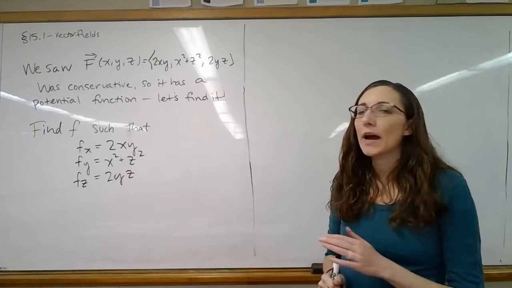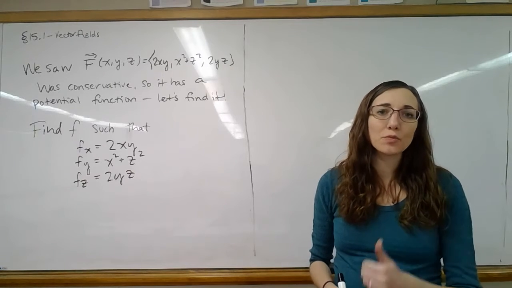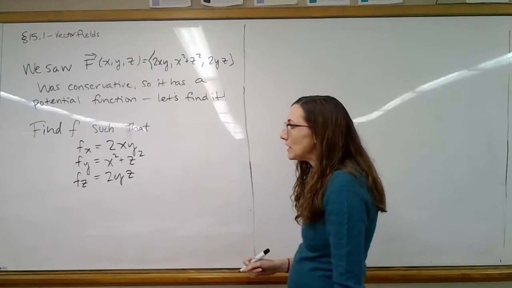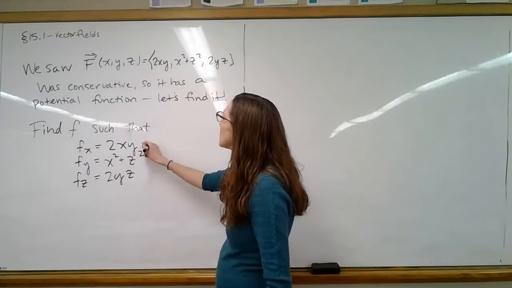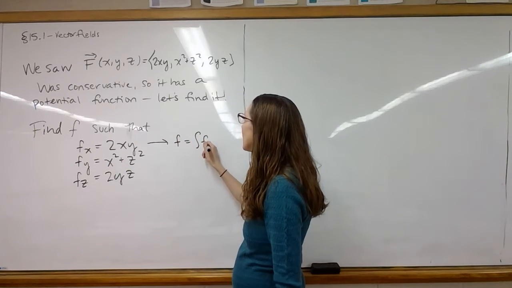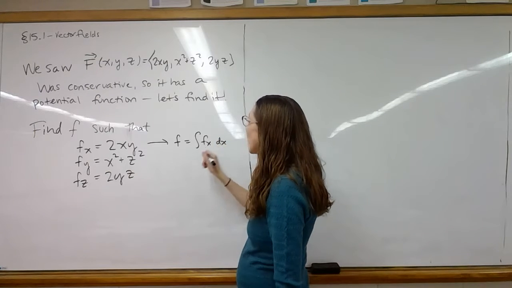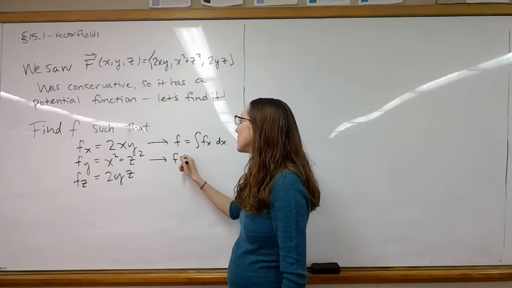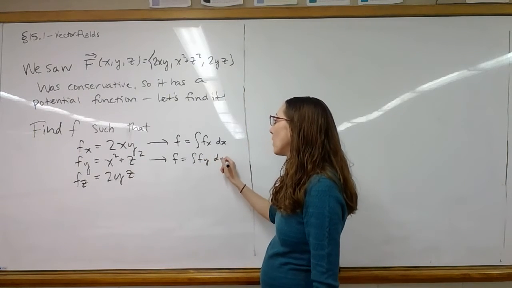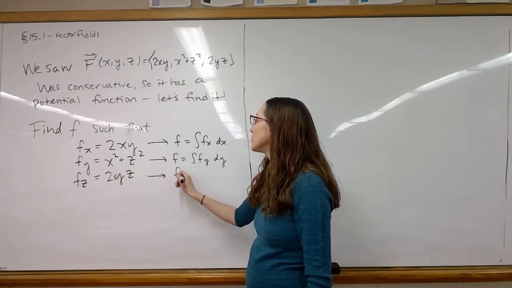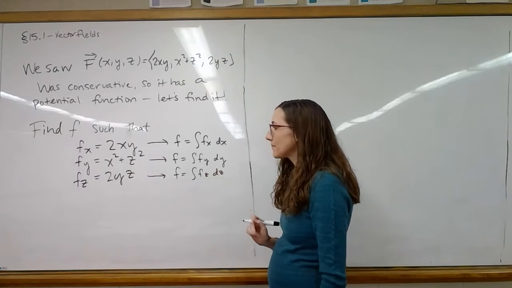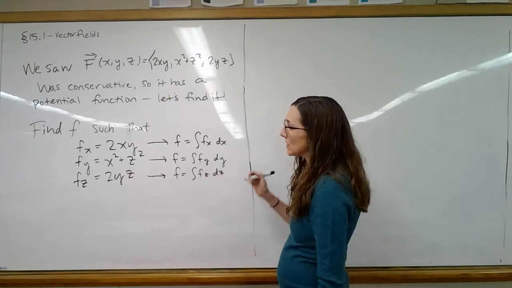So let's go ahead then and actually work with each of these to work backwards by integrating. So let's look to find f from each of them. With this one, we're going to get that f is the integral of f sub x dx. With this one, we'll work backwards that f should be the integral of f sub y dy. And with this one, we're going to do the integral of f sub z dz. So let's look at what each of those is.